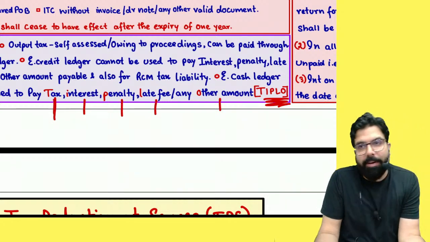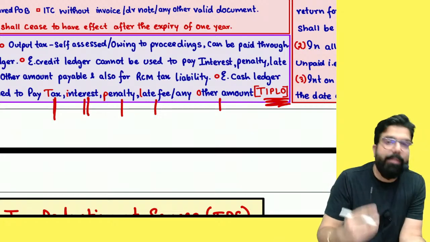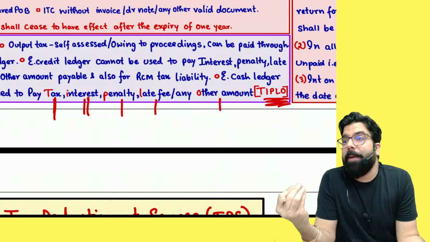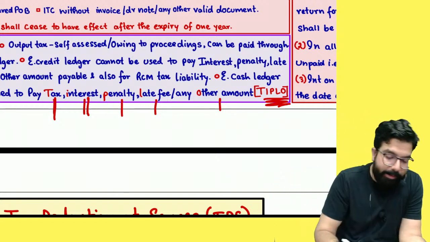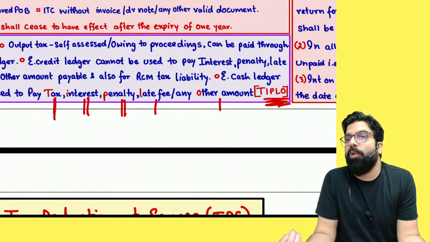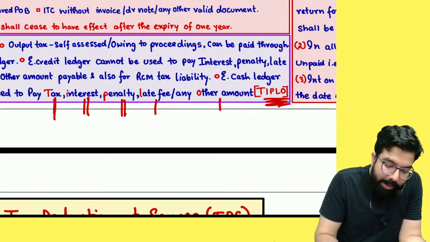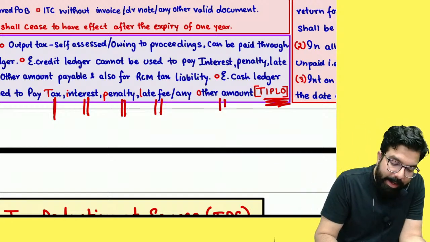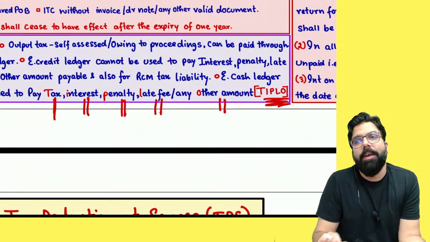Tax means whatever GST is payable. Interest means if you have delayed payment of tax, then you have to pay interest. Penalty is for what? If you do anything wrong, you have to pay penalty. Late fee is for what, everyone? Late filing of return. And then any other amount that you have to pay is known as other amounts.